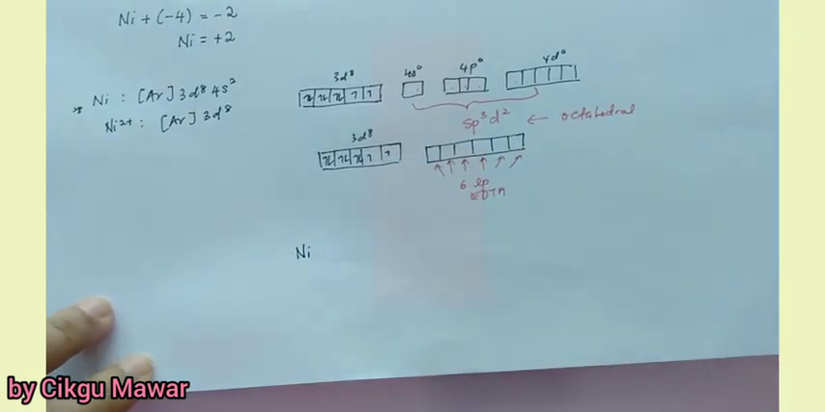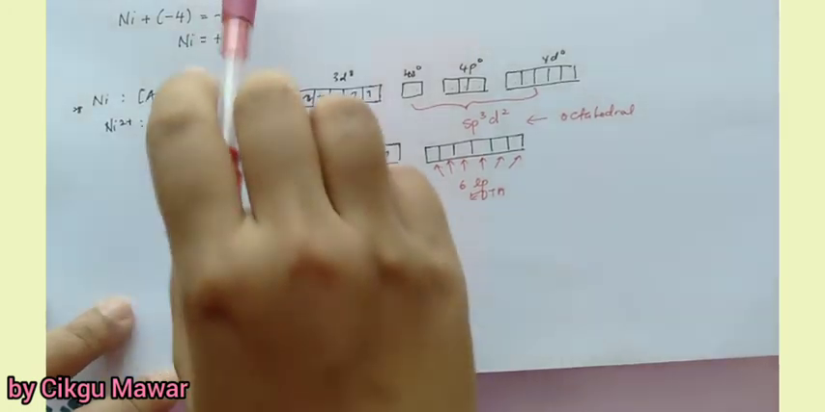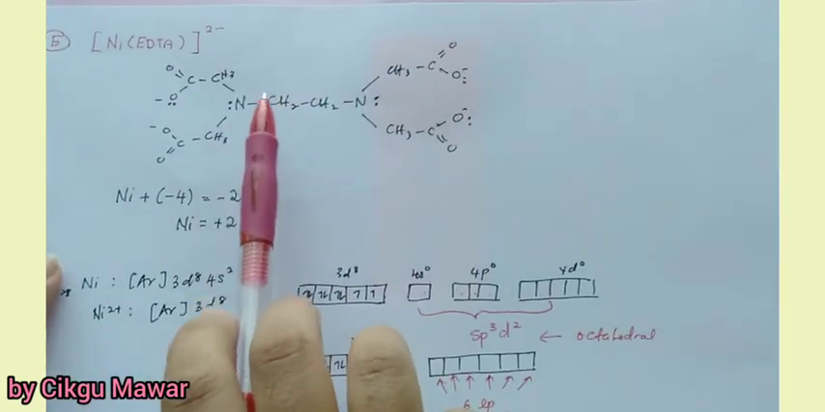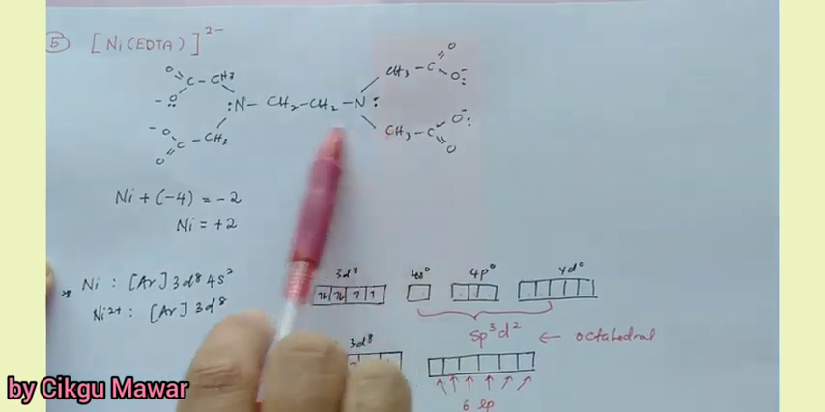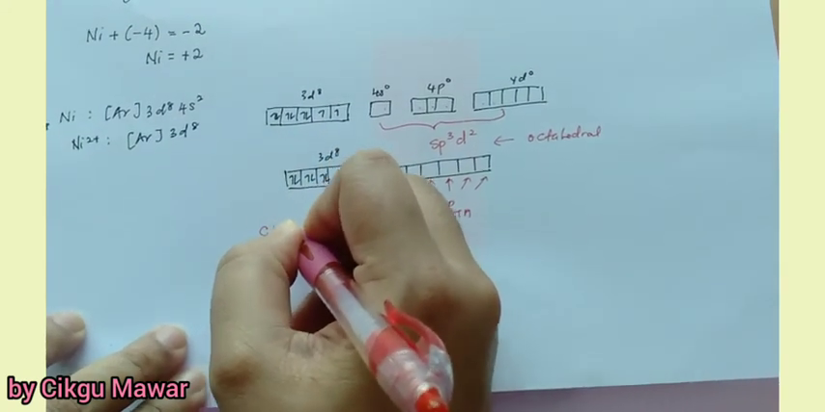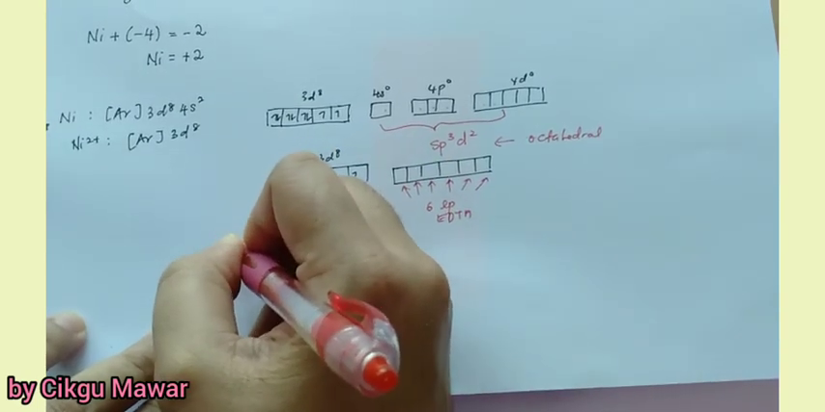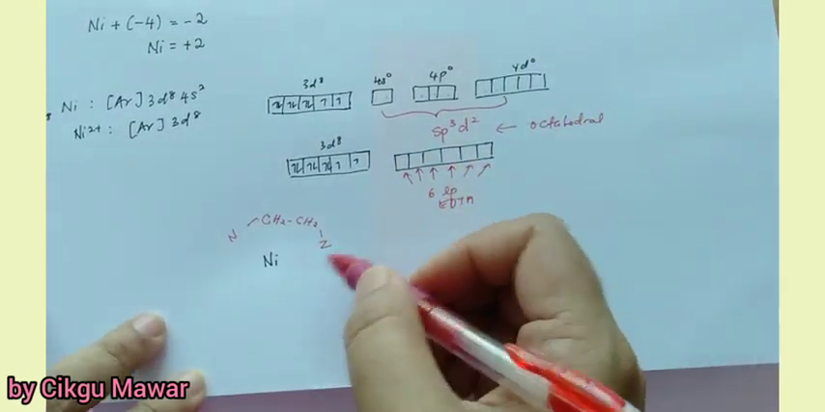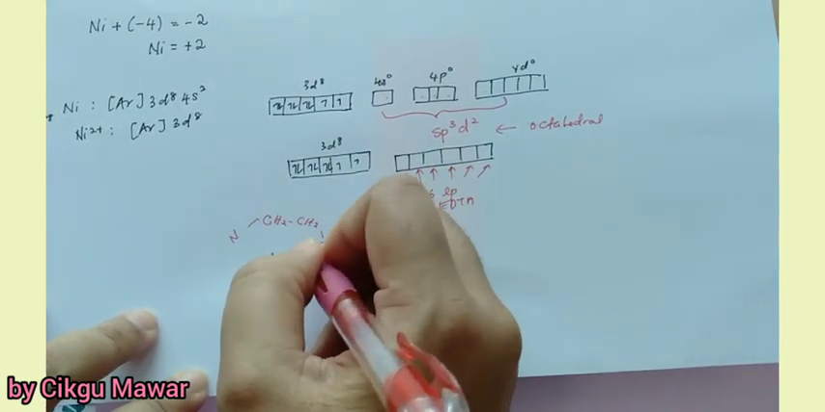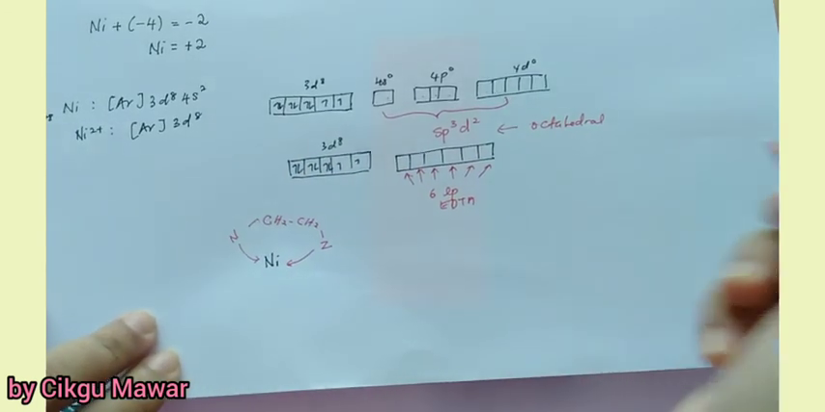So nickel here. And then let's draw the EDTA. For EDTA, we start by drawing the ethylene amine first, so we take one part. CH2, N. This one is N. The lone pair on N will donate to nickel, so 1 and 2 here. So this one is one part.